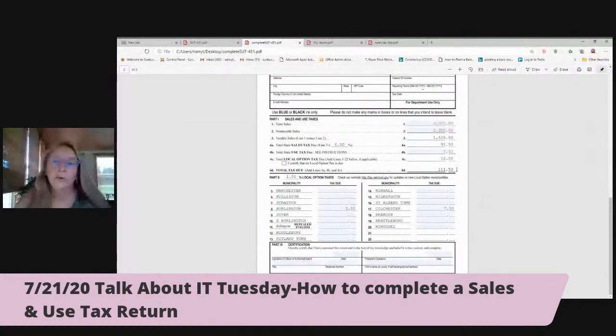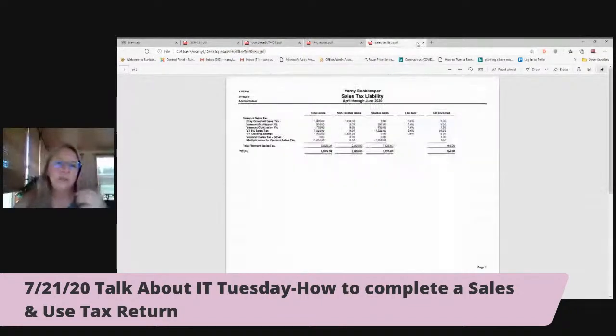$111.50. So when I go online, I want to take all the information off this form and put it into their system. And then I set up an automatic withdrawal from my checking account for $111.50. And poof, we're done. So sales tax, while it really can be complicated, can be made easier when you use software.